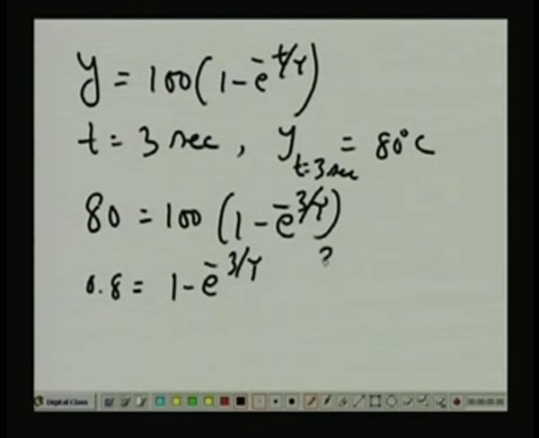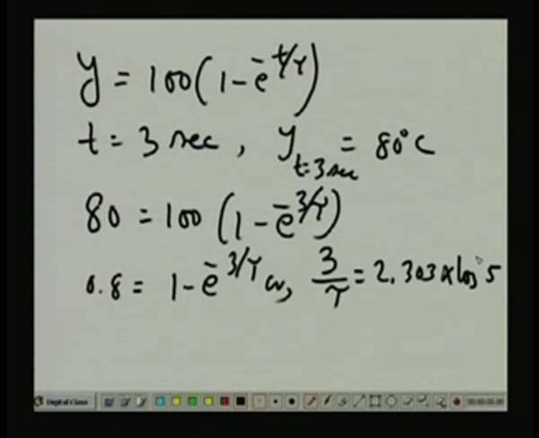So, it is coming around 3 by tau equal to 2.303 into log of 5. So, it is coming around tau equal to 1.86 seconds. This is the time constant of the system.